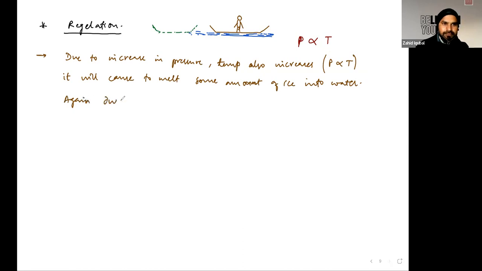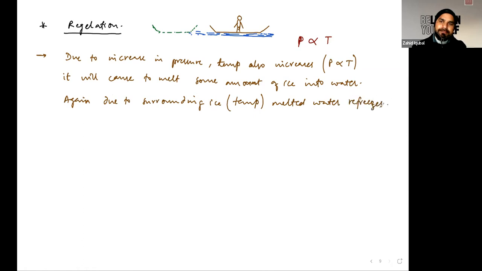Again, due to surrounding ice or temperature, the melted water refreezes. This entire process is called regelation. We may define this process in some other way also.